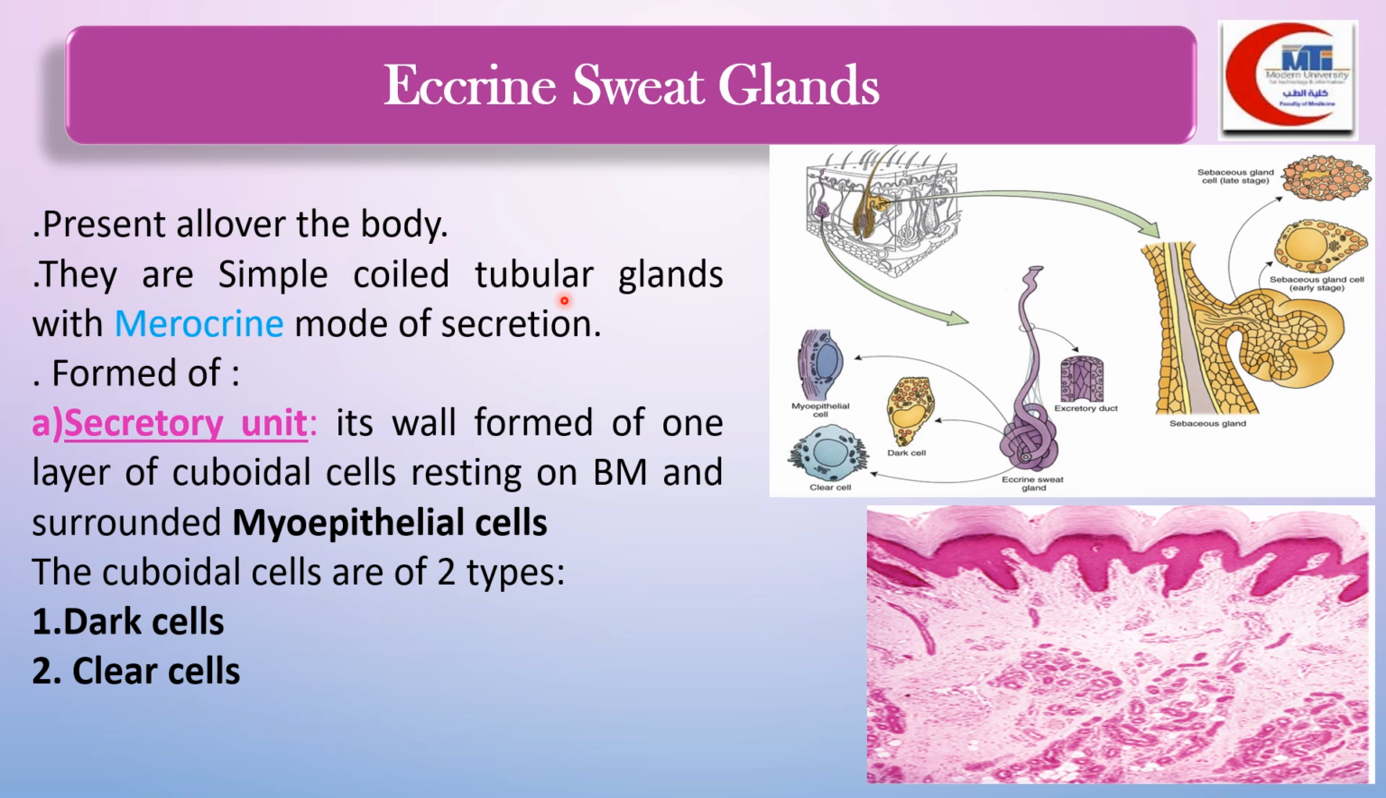In a cross section under the microscope, the eccrine sweat glands consist of two parts, the secretory part and the excretory part or duct. The secretory part is a highly coiled tubule situated deep in the dermis or the hypodermis, what's called subcutaneous tissue, and appears in cross section or oblique section as little clusters of acini. These acini are lined by two types of cells, resting on the basement membrane and surrounded by myoepithelial cells. The two types of cells are cuboidal, and they are dark and clear cells.